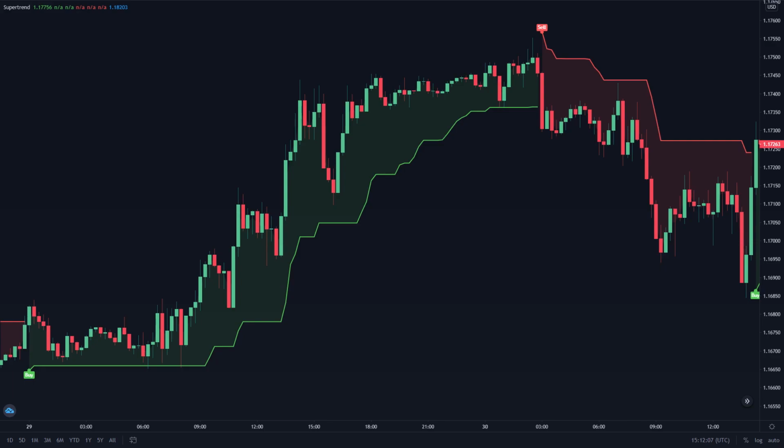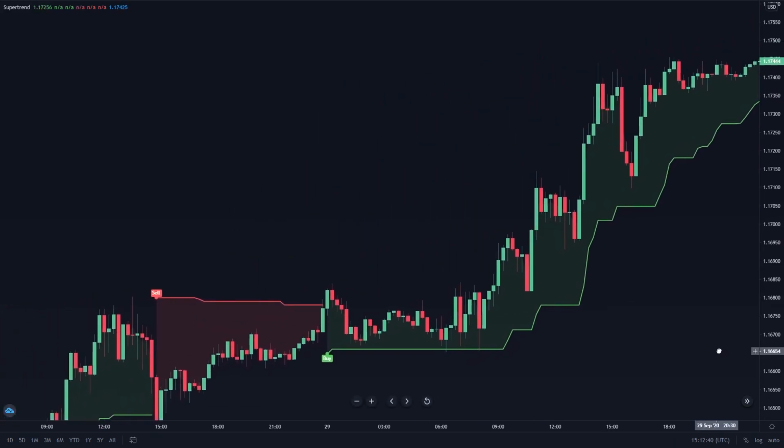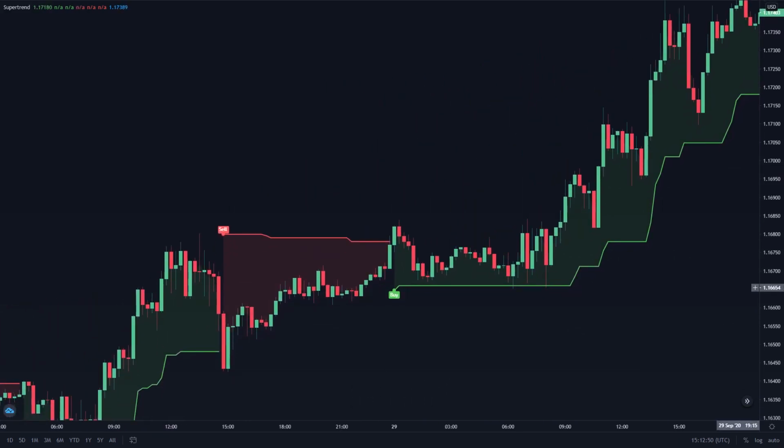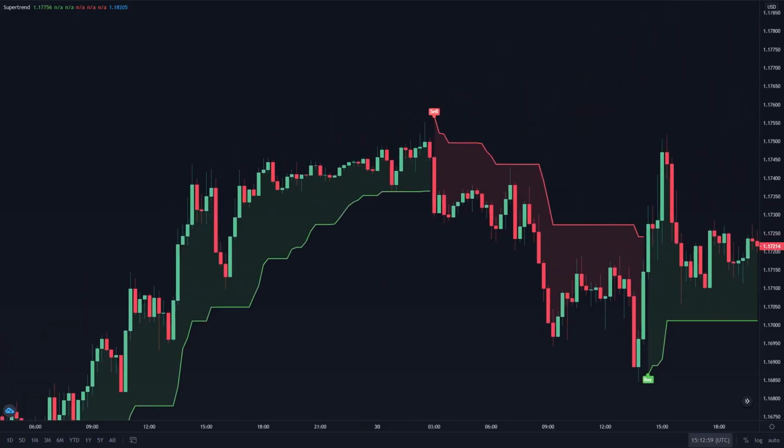So, if you open the Supertrend indicator, this is what it looks like: a single line that switches from green to red and vice versa. How you use it is pretty self-explanatory. If the line turns green, you take a buy position. And if the line turns red, you close your previous buy position and open a new sell position.